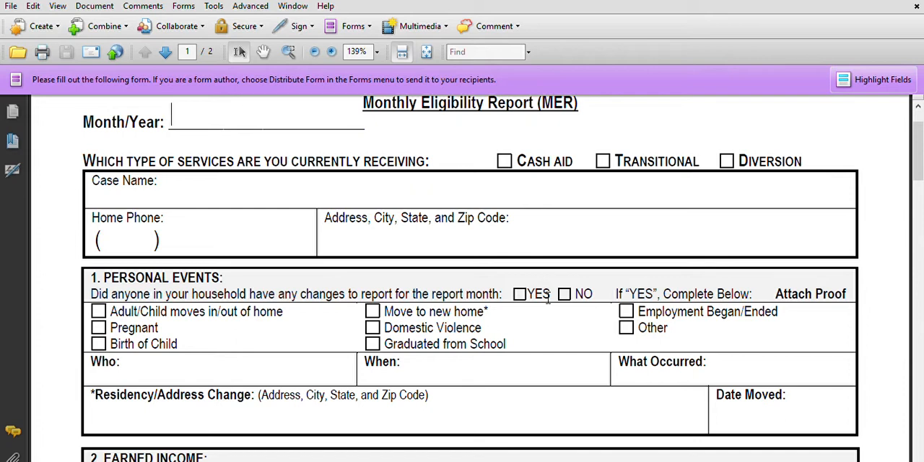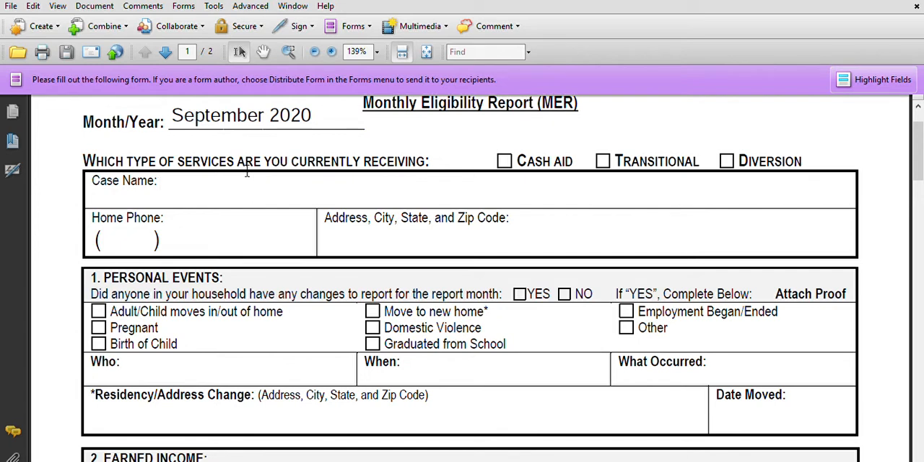And you're always going to be reporting on the previous month. So for today's example, I'm going to say our reporting month is September 2020. Because it's due on or before the 5th of each month, this September 2020 MER would have been turned in on or before October 5th.